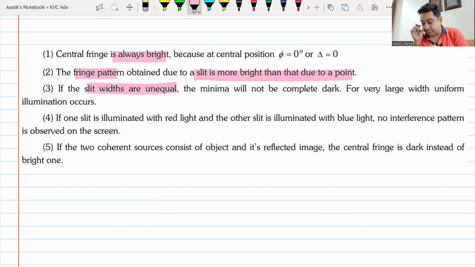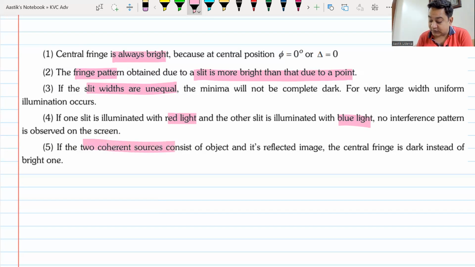Yes or no? Yes. Now, if you have one slit with red light and one with blue light, even if they are coming from coherent sources, they have different wavelengths, and we will see variation because of the wavelength. Remember, the slits must be emitting light as coherent sources, with the same wavelength. Red and blue, different wavelengths, cannot be coherent sources. Therefore, you will not observe any interference pattern.